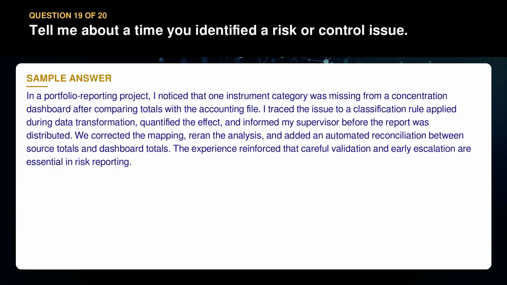In a portfolio reporting project, I noticed that one instrument category was missing from a concentration dashboard after comparing totals with the accounting file. I traced the issue to a classification rule applied during data transformation, quantified the effect, and informed my supervisor before the report was distributed. We corrected the mapping, reran the analysis, and added an automated reconciliation between source totals and dashboard totals. The experience reinforced that careful validation and early escalation are essential in risk reporting.